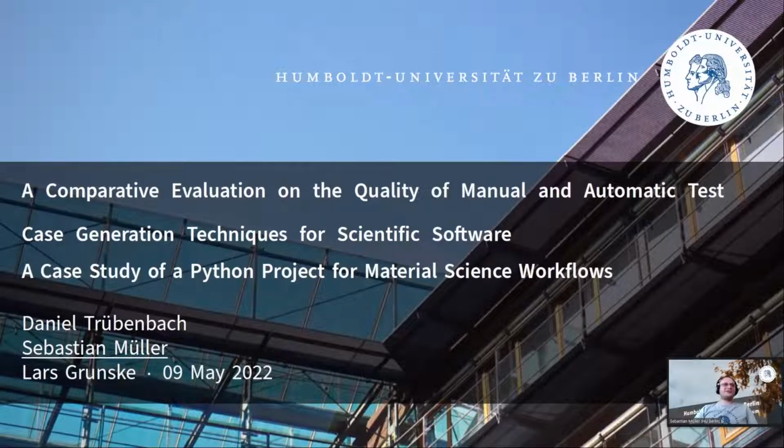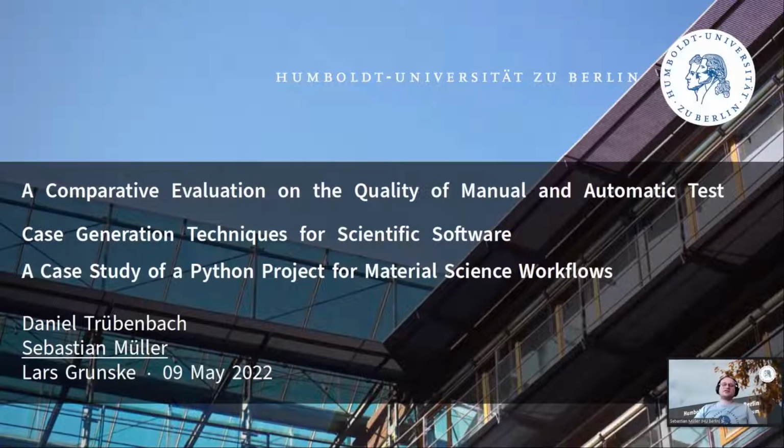I am deeply honored to be able to present to you today the results of our study, a comparative evaluation on the quality of manual and automatic test case generation techniques for scientific software. In this case, we did a case study of a Python project for material science workflows.